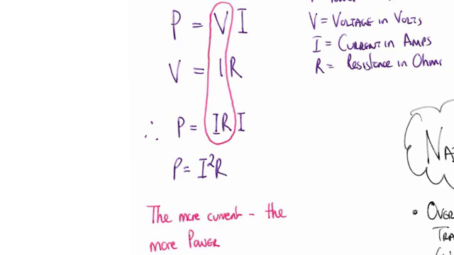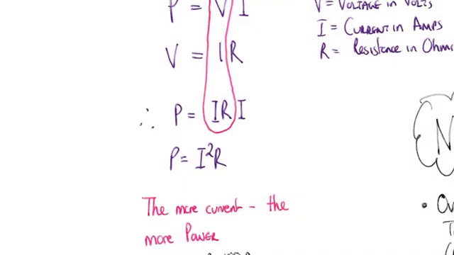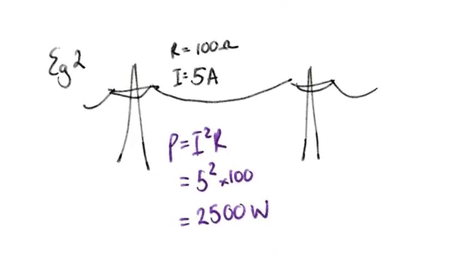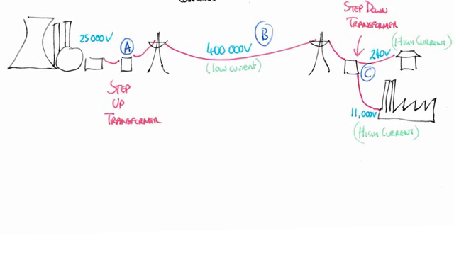Now this is important because what it's saying is, if you've got a very big current, you're going to get a massive amount of power being lost. So for example, if we transmitted electricity with a really high current, using that formula P equals I squared R, the power is 500 amps squared times the resistance 100, which gives you 250,000 watts. Now, if I can make the current lower, say 5 amps, this time P equals I squared R is P equals 5 squared times 100, which gives you 2,500 watts. Obviously, a lot less than 250,000.